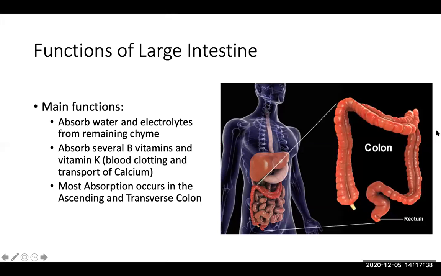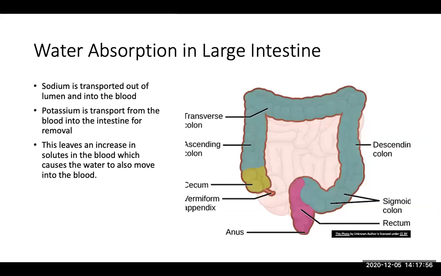Also known as the colon, the main functions of the large intestine are to absorb water and electrolytes, and absorb several B vitamins and vitamin K, which is important for blood clotting and the transport of calcium. Most absorption occurs in the ascending and transverse colon. For water absorption in the large intestine, sodium will be transported out of the lumen and into the blood. Potassium is transported from the blood into the intestine for removal, and this leaves an increase in solutes in the blood, which causes water to passively move into the blood from the large intestine.